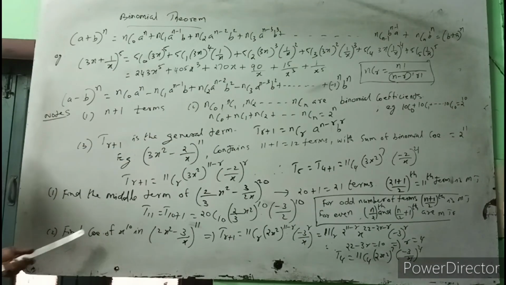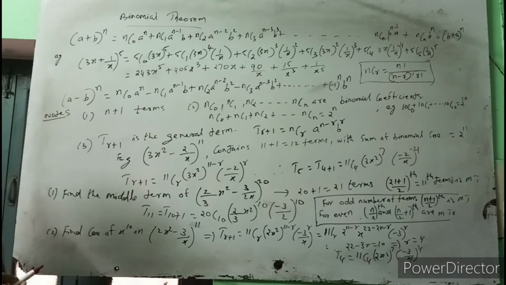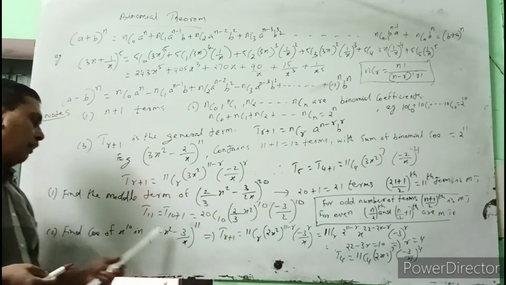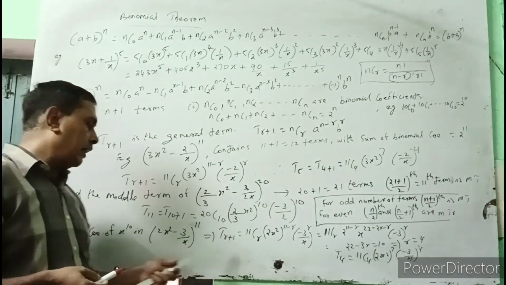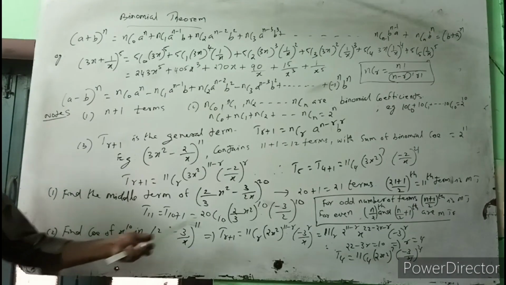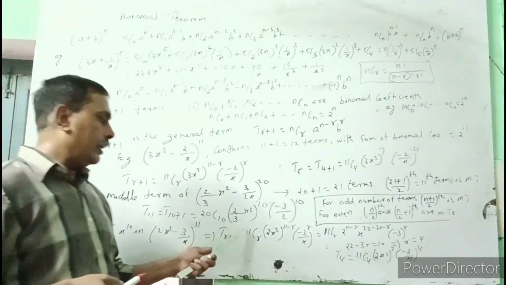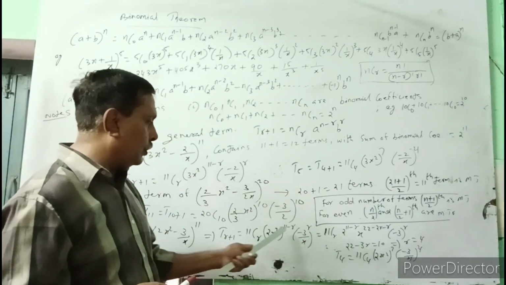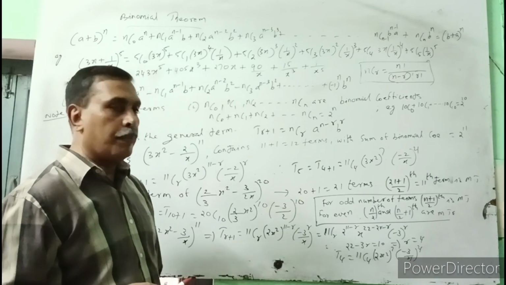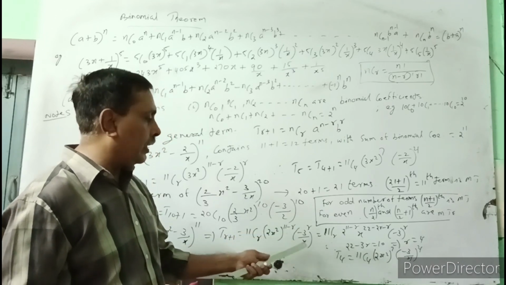There is another example written: find the coefficient of x raised to 10 in this expansion. When I am expanding, what will come for the coefficient of x raised to 10? That's the question. Whenever you want the coefficient of any term, always write the general term T(R+1), that is 11CR, first term (2x square) the whole raised to 11 minus R, into (minus 3 upon x) the whole raised to R. This you are simplifying: 2 raised to 11 minus R, into x raised to 22 minus 2R. And the denominator also has x, which I brought to the numerator on the right, that is x raised to R.